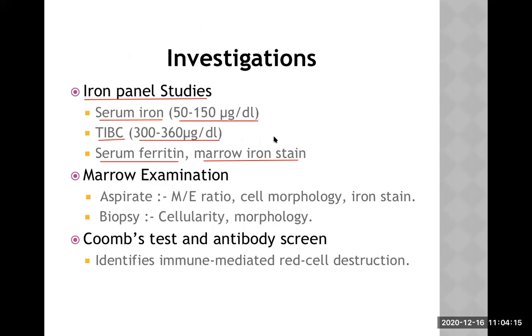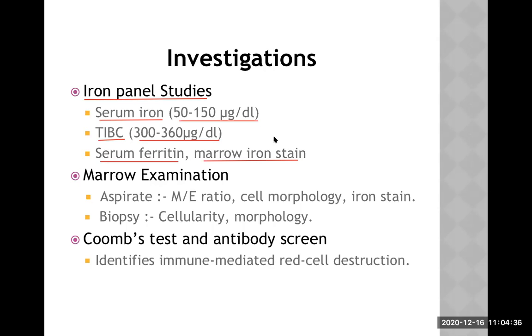TIBC means it's the capacity of transferrin to bind iron. In case of deficiency of iron, the receptors on the transferrin surface are empty. They can bind more iron if we provide it. That is all about TIBC. So it is increased in iron deficiency condition and it is decreased in iron overload condition.